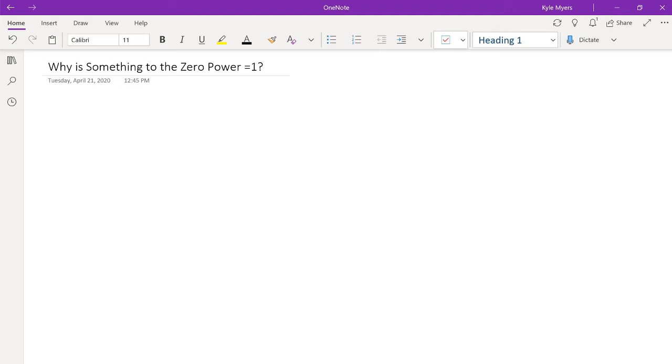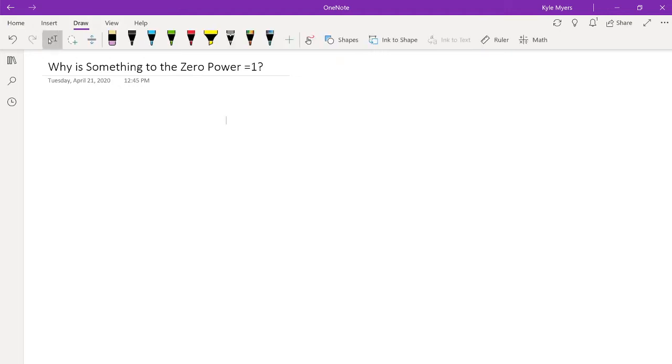So today I want to talk about why something to the 0 power equals 1. So when I say that, what I mean is, let's say K, that's my favorite letter, so I'll just use K. You could use X, you could use N. Those are some popular letters to use. But some number to the 0 power is always 1. It's like a thing that's just true.